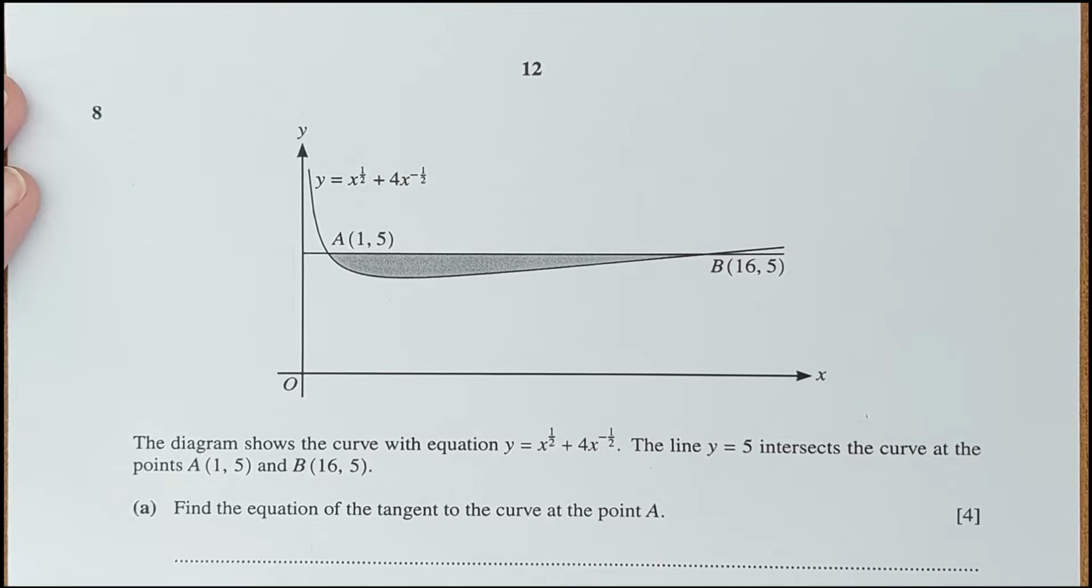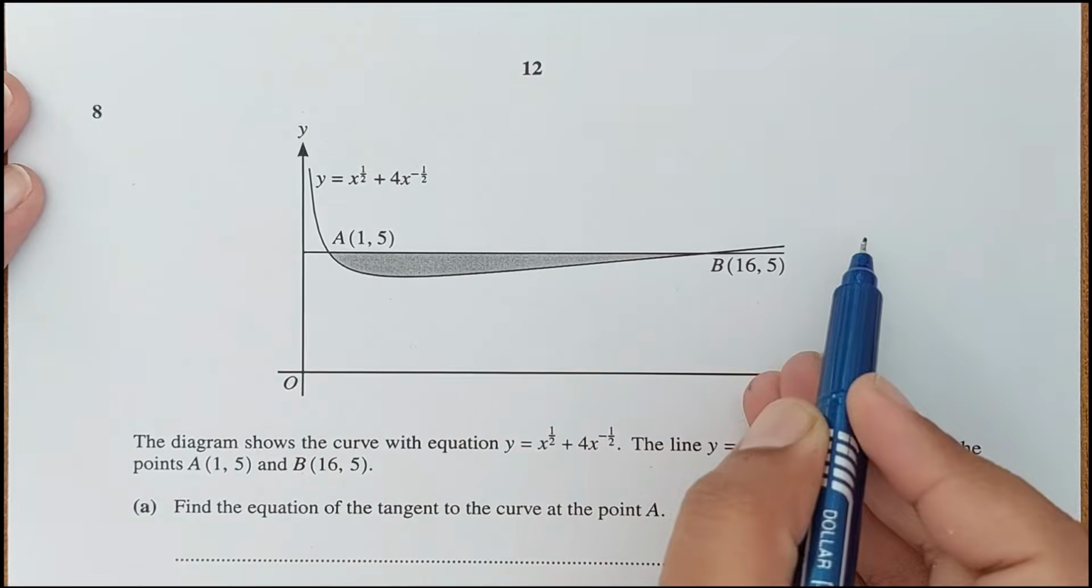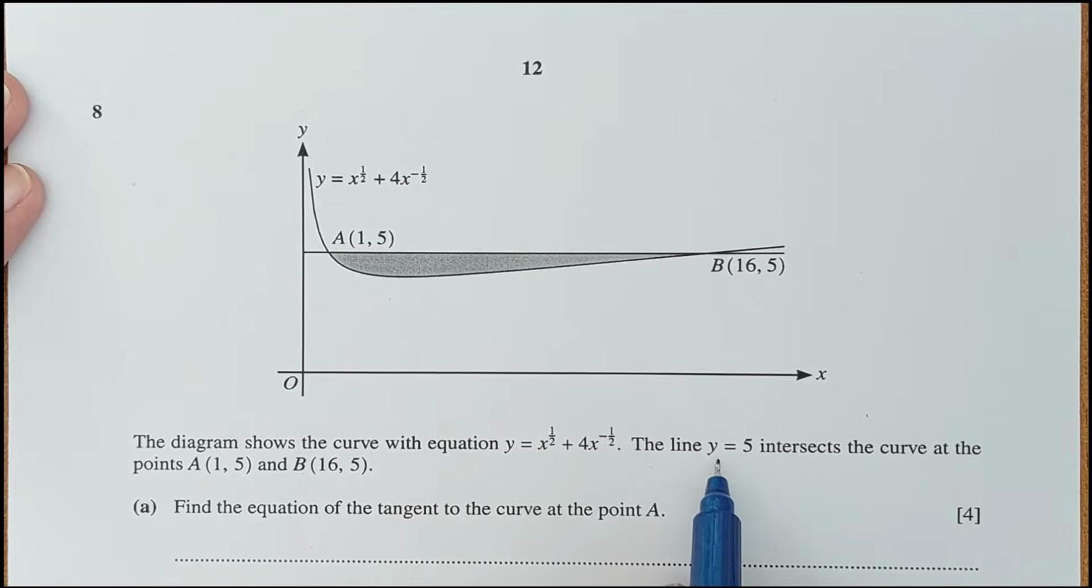Question number 8: the diagram shows the curve with the equation. We have been given the equation of a curve. The line y equals 5 intersects the curve at points A and B. Part A: find the equation of the tangent to the curve at point A.